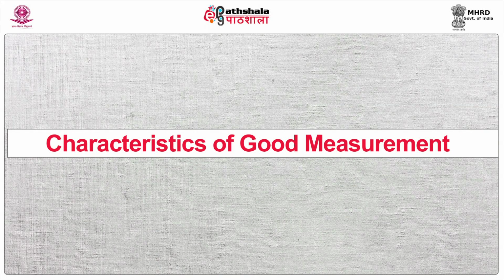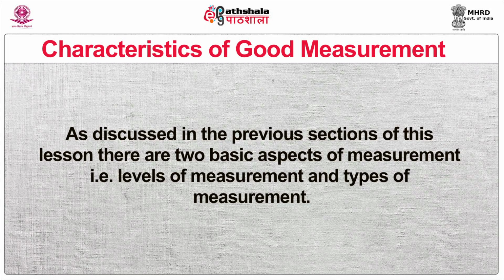The next topic is the characteristic of good measurement. As discussed in the previous section of this lesson, there are two basic aspects of measurement, that is, the levels of measurement and the types of measurement. It is up to a researcher to choose the type of measure, that is, whether the nominal, the ordinal, the interval or the ratio scale. The choice is dependent on three aspects of measurement. These aspects of measurement are the reliability, validity and sensitivity.